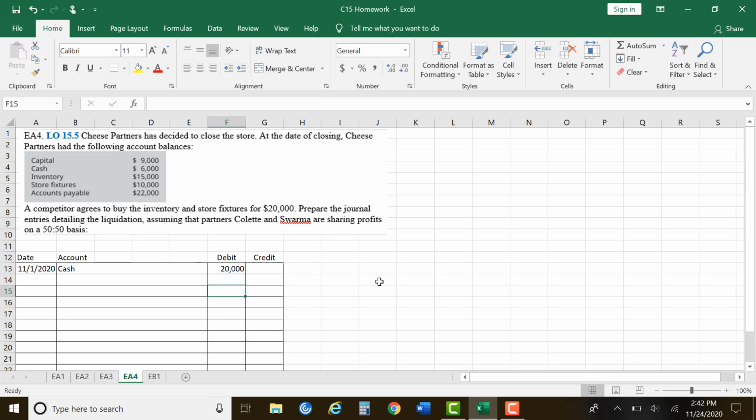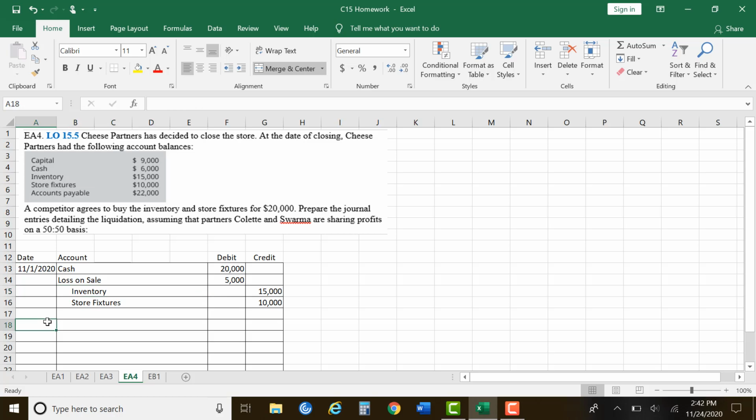Then I'm going to bounce down here for just a sec. And they are going to sell their inventory for $15,000 and their store fixtures for $10,000. So we've got a gap here. This is worth $25,000. We only got $20,000. Well, that's just kind of the way life goes sometimes. So we're going to have to take a loss on it, and we have to record it as a debit to a loss on sale, for the amount which we lost, $5,000.